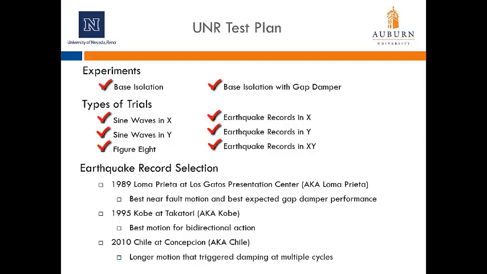We selected 3 different earthquake records: the 1989 Loma Prieta earthquake, recorded at Los Gatos Presentation Center, or Loma Prieta. This was the best near-fault motion that led to good expected performance of the gap damper system. We selected the 1995 Kobe earthquake at Takatori Station, or Kobe. This motion had strong bidirectional action to test the gap damper performance bidirectionally. And finally, we selected the 2010 Chile earthquake at Concepcion Station, or Chile. This was a longer duration motion that tested the ability of the gap damper to perform over several cycles.